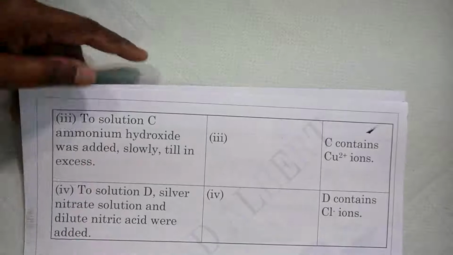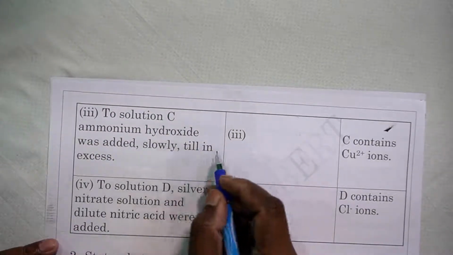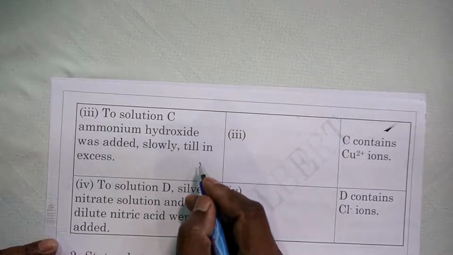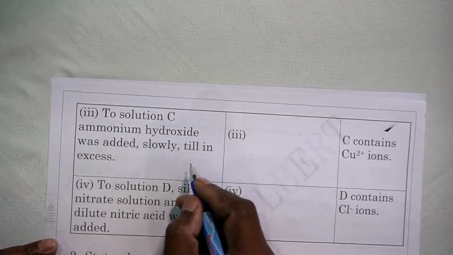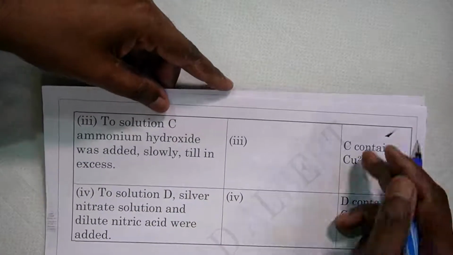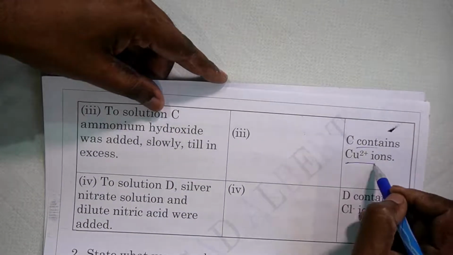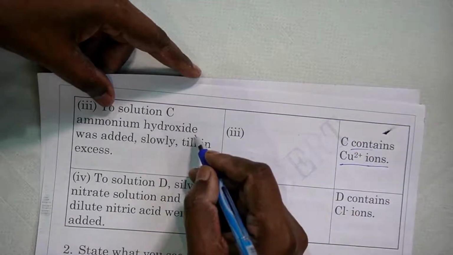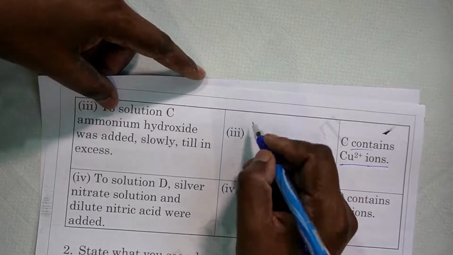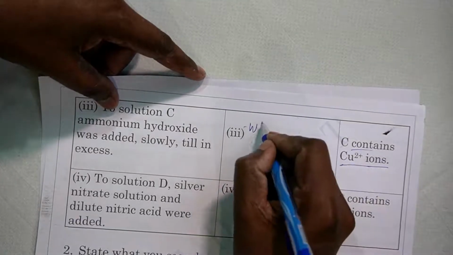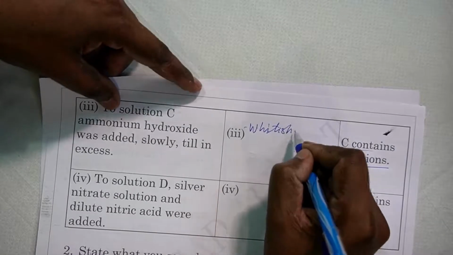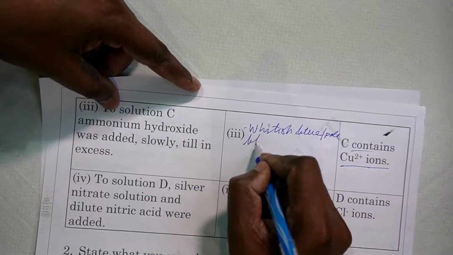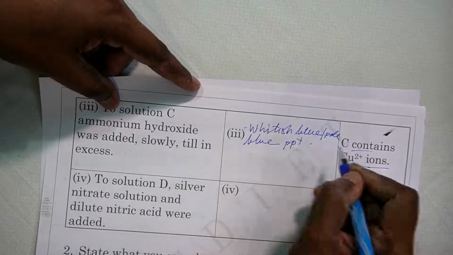See this question. Solution C is taken. Now ammonium hydroxide was added slowly till in excess. Whenever it says slowly in excess, it means you have to see 2 different observations, in small quantity as well as in excess, right? Now it says C contains cupric ion, Cu2 plus ions, right? So what will be the observation? Ammonium hydroxide is added slowly in excess. Okay, ammonium hydroxide first will give a whitish blue or pale blue PPT, right?